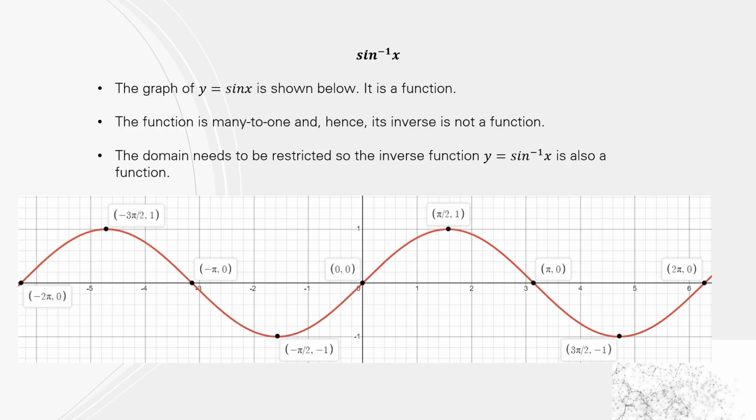So let's start with sine x, and the inverse is going to be sine minus 1 of x. Firstly, when we draw the sine curve, you will notice that this is many to one, and hence, even though it is a function, its inverse is not a function. So that means we need to restrict the domain so that we allow our inverse to be a function.